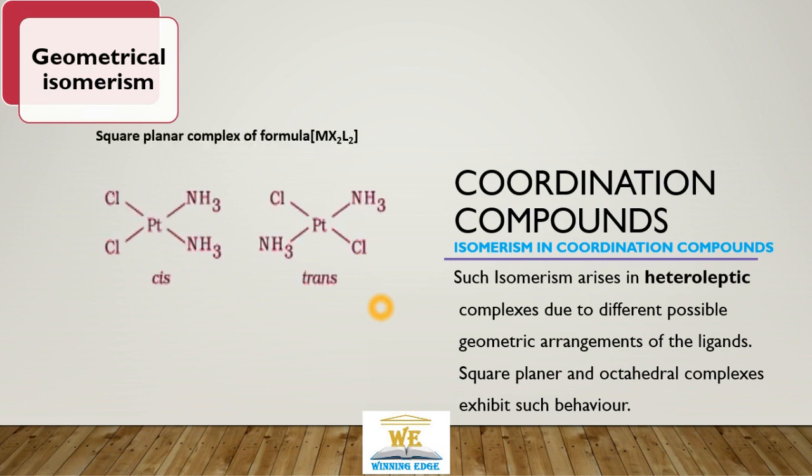First, let's take an example of MX2L2, which is a square planar heteroleptic complex. Both chlorines are present on one side, both amine groups present on the other side. Systematically, if they are present diagonally opposite to each other, in the MX2L2 case, they are called trans. So only one cis and one trans is possible.